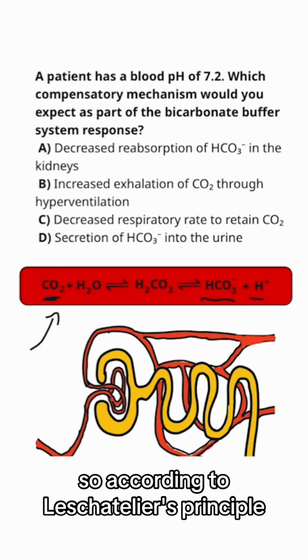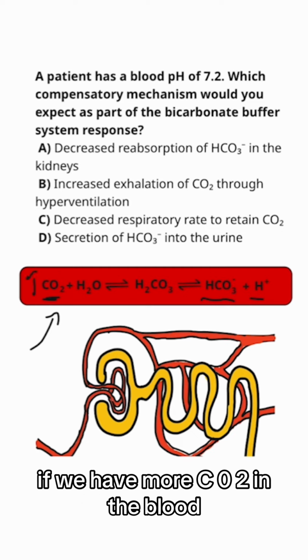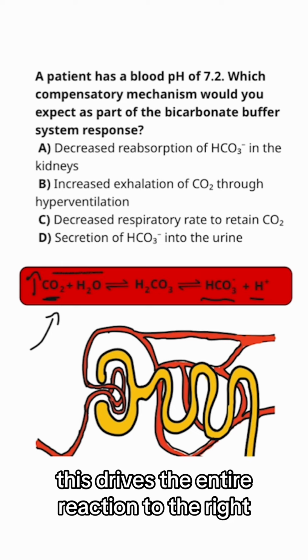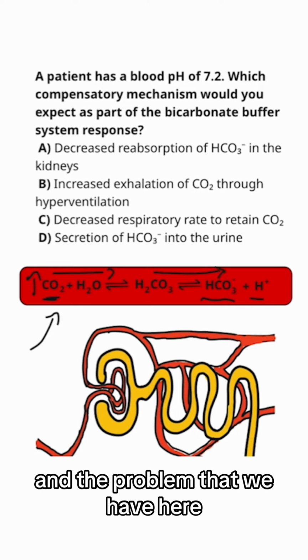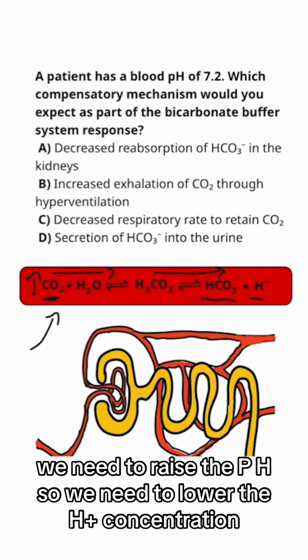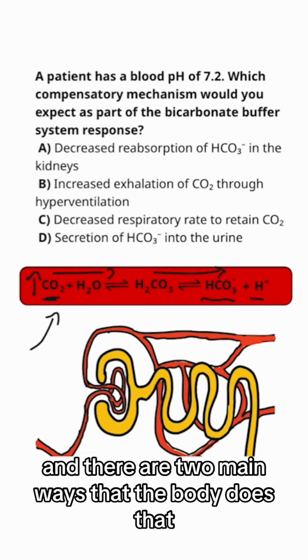So according to Le Chatelier's principle, if we have more CO2 in the blood, this drives the entire reaction to the right, which ends up creating more H plus ions in the blood. In the problem that we have here, we need to raise the pH, so we need to lower the H plus concentration. And there are two main ways that the body does that.